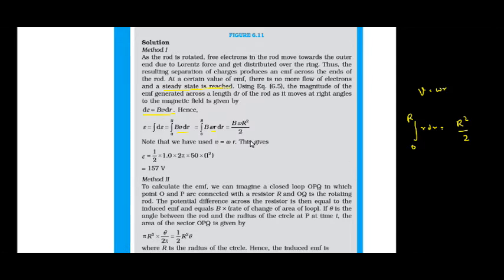Ultimately we get this. B omega was initially there, and the integration of r dr from 0 to r will give r square by 2. Note that v is equal to omega r, it is already given. So EMF is equal to half into 2 pi 50 into L square, that is 157 volt. Just put the values, you will get this.